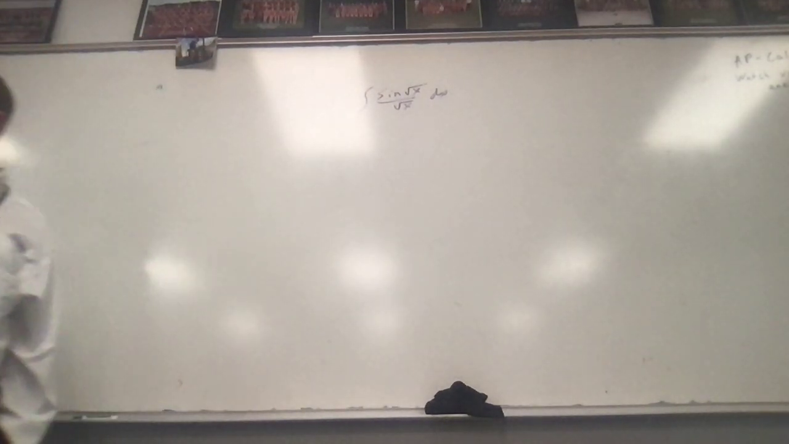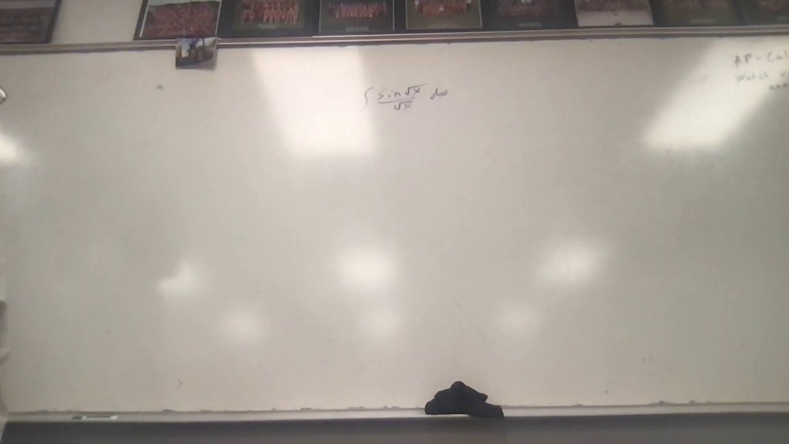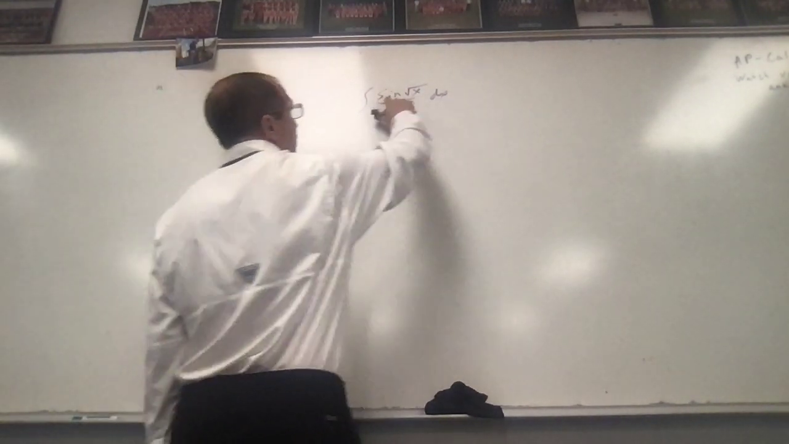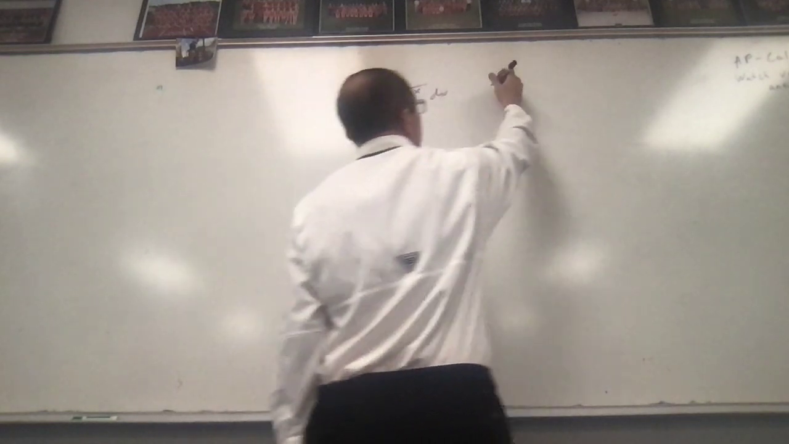Now, typically, if I have multiple trig functions in a problem, I'm going to see what trig function is the derivative of another trig function. But in this case, I only have one trig function. So I'm not going to let u equal the sine of the square root of x. Let me show you why.